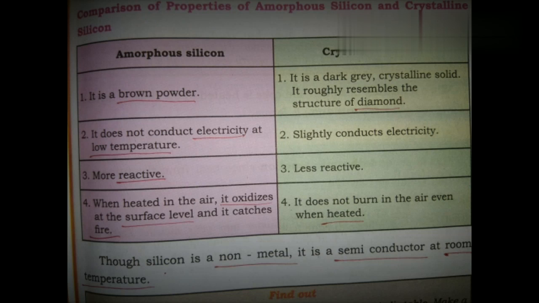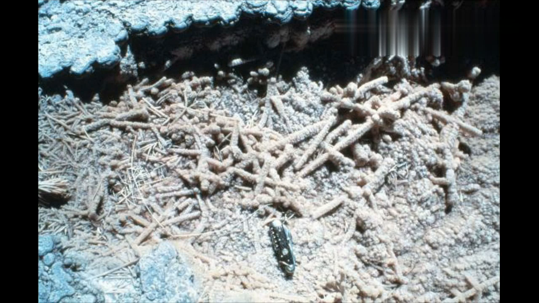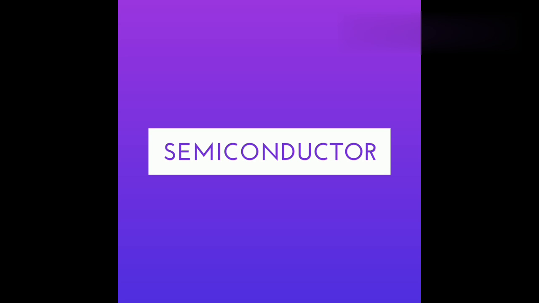Amorphous silicon is more reactive. Crystalline silicon is less reactive. Amorphous silicon, when heated in air, oxidizes at the surface and catches fire. Crystalline silicon doesn't burn in air even when heated. Though silicon is a non-metal, it is a semiconductor at room temperature.